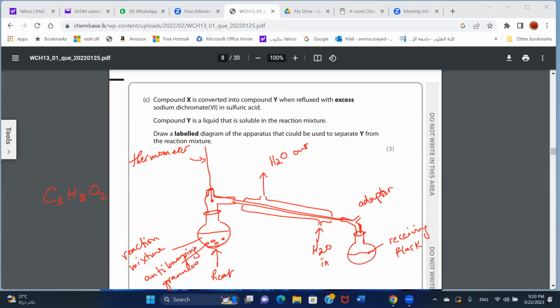Okay. Is there anything missing? Of course, this is a steel head. Yes, I think just label the condenser. Okay. Anything else? Okay, thank you, Rodina.